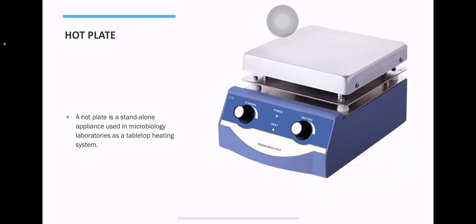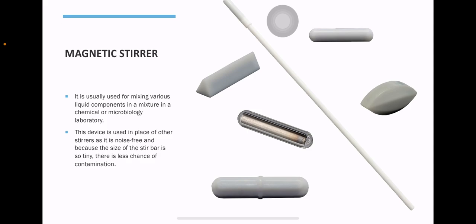Next, we have your hot plate. It is a tabletop heating system for gentle heating. It is usually ideal for warming media or reagents without an open flame. Next, we have the magnetic stirrer. It mixes solutions using a magnetic bar that spins inside the container. So it's quiet, it avoids contamination, and maintains consistent mixing.